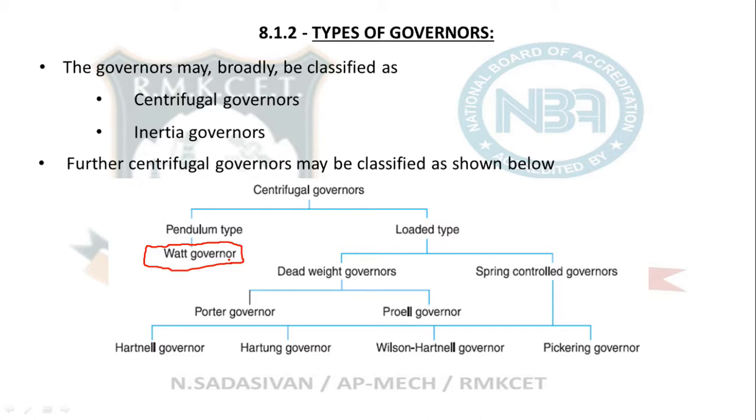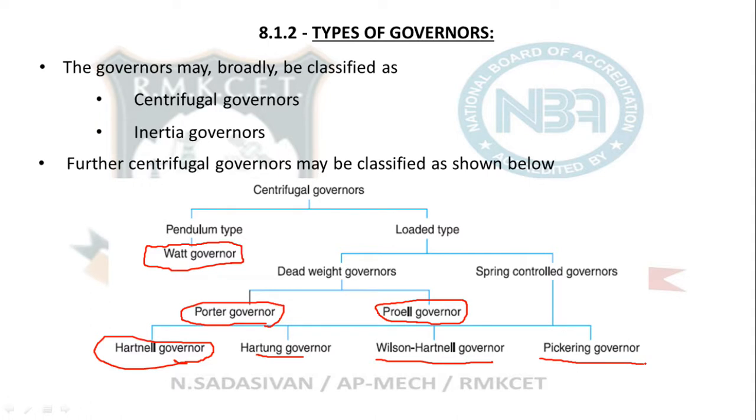Then we are going to do the Porter governor, Proell governor, and Hartnell governor. For all these governors we are going to do some derivations and derive the formula required to find out the velocity and the height of the governor, all those things. So these things you have to theoretically have a look. You have to understand what all these governors are, and out of uncertainty there is a possibility that you may get one problem from Hartnell, but it is very uncertain.